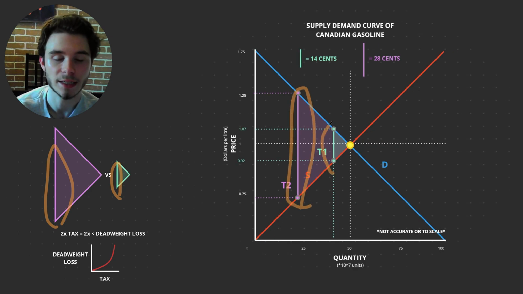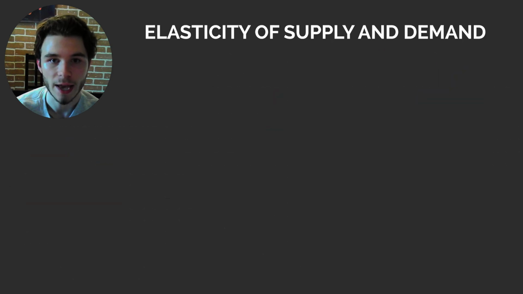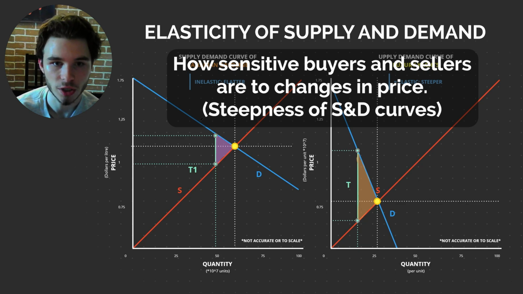The size of the tax has a large impact, which changes the size of this line, but so does the elasticity, or the angle of supply and demand, which is these curves here. As you hopefully know, elasticity is how sensitive buyers and sellers are to changes in price.